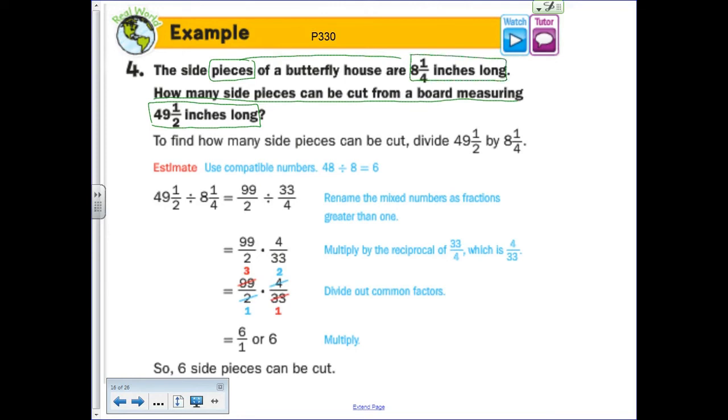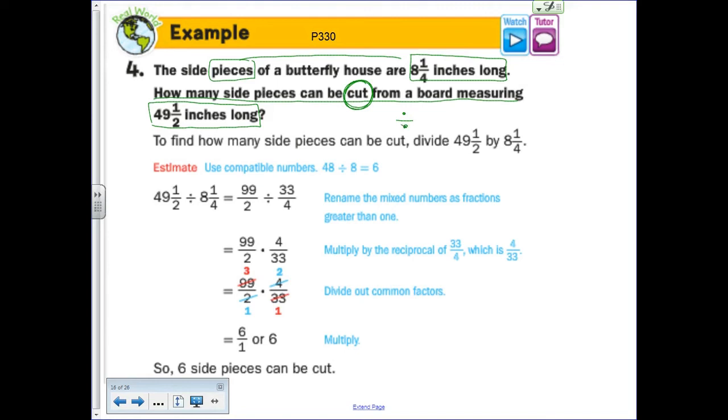So you have to ask yourself in this problem, first of all, what is the operation we're going to use? And since you see the word cut here, cutting something indicates that we are either going to subtract or divide. And since we're cutting pieces out of a long board and we're basically breaking it into pieces, that is division. So I know that my operation is division.